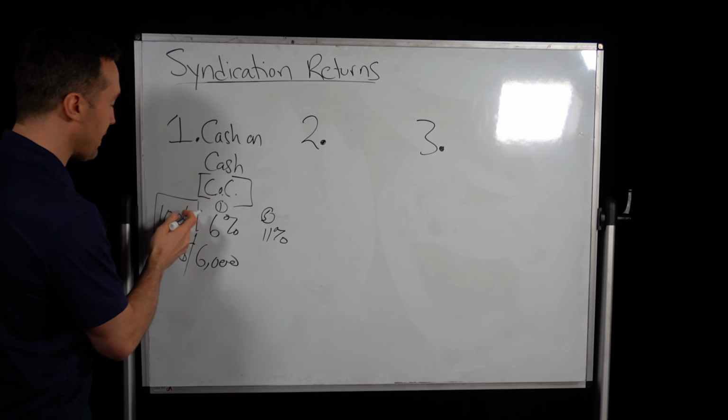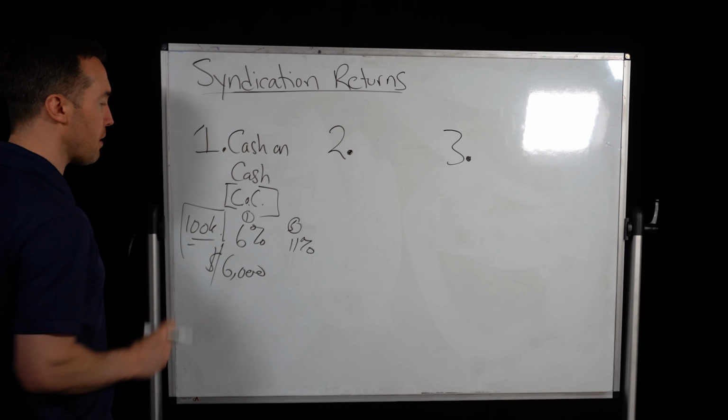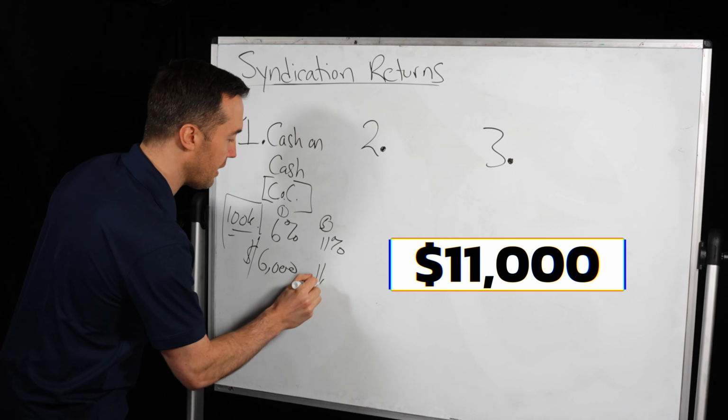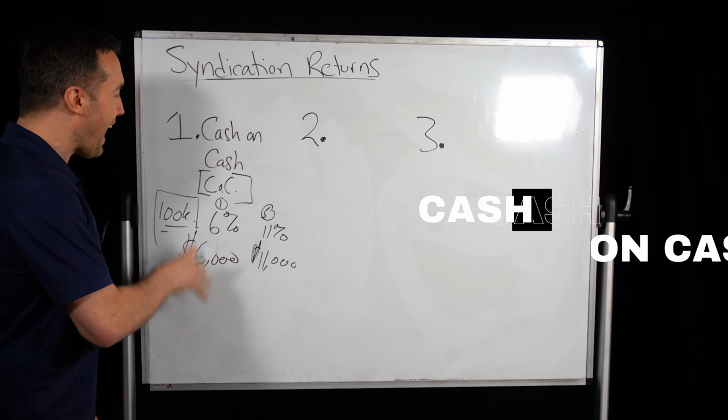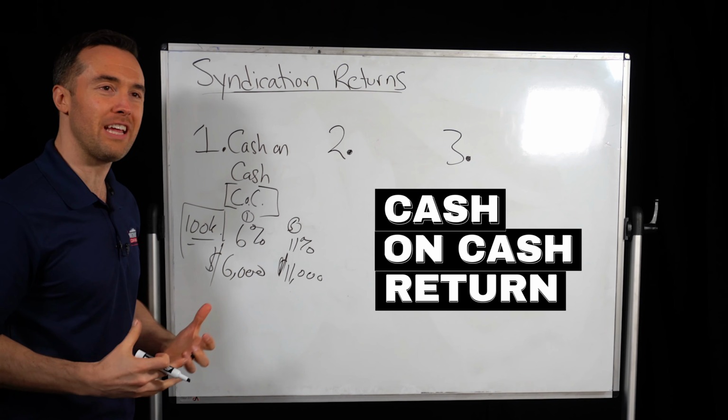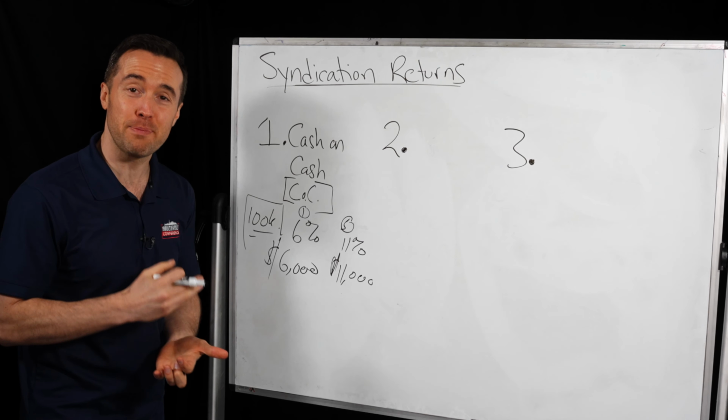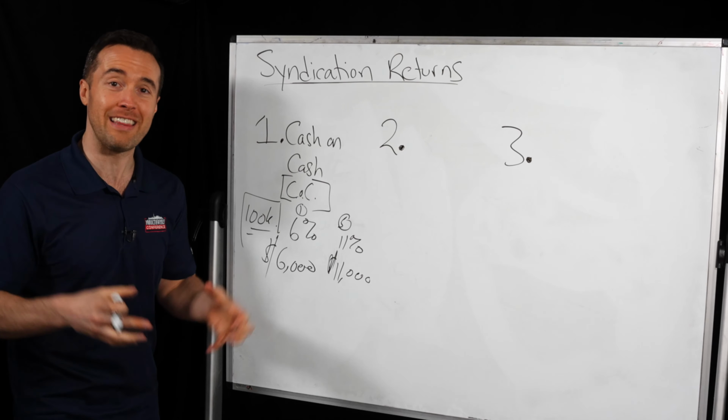So an 11% cash on cash return with a $100,000 investment is obviously $11,000. This is cash on cash return. You want to use cash on cash return to really understand, well, how much money is your investment making you each and every year in that finite period.